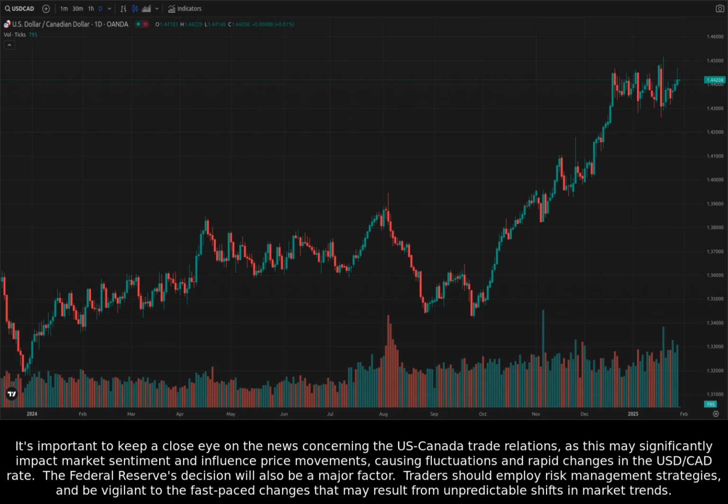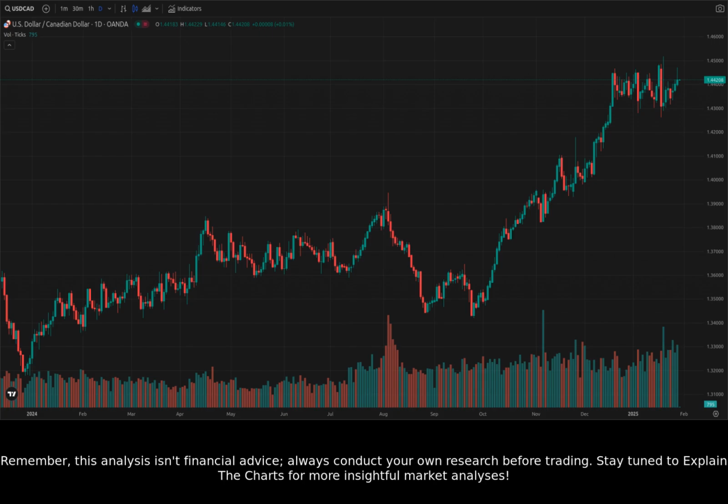Traders should employ risk management strategies and be vigilant to the fast-paced changes that may result from unpredictable shifts in market trends. Remember, this analysis isn't financial advice. Always conduct your own research before trading.